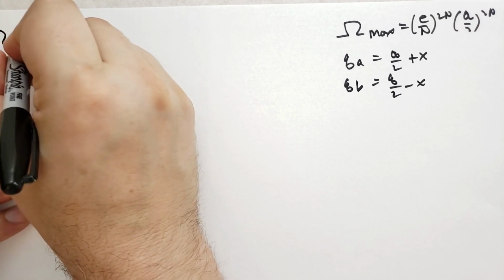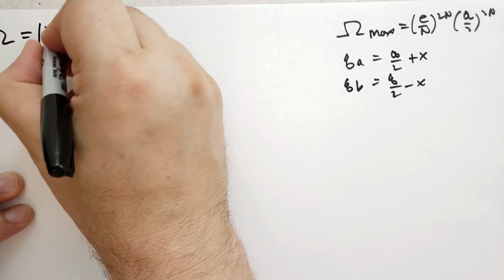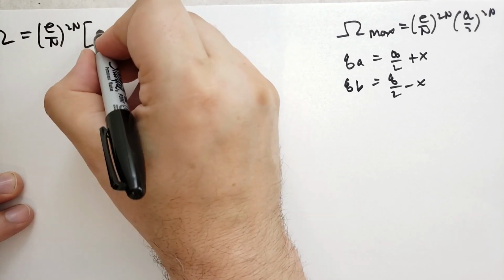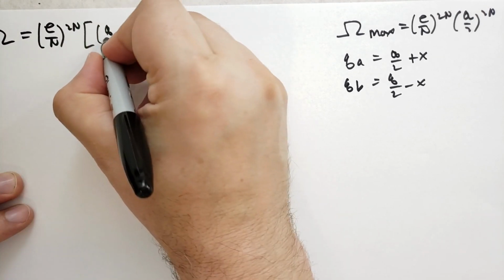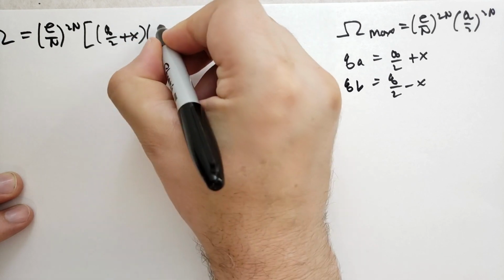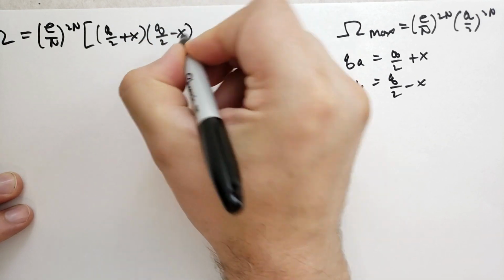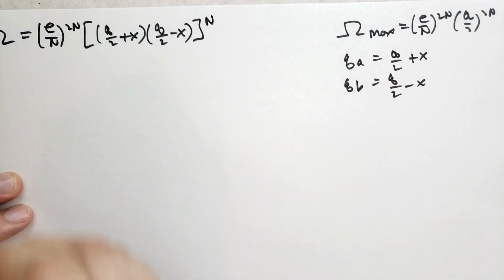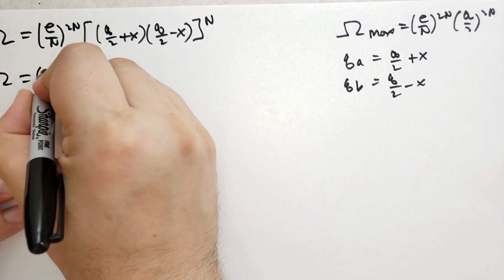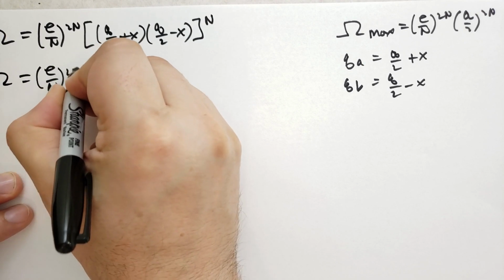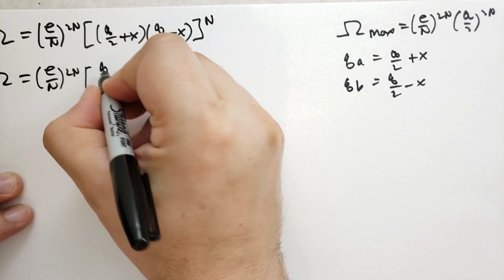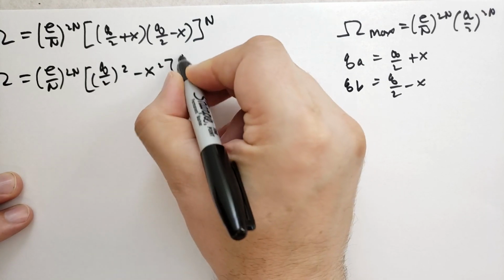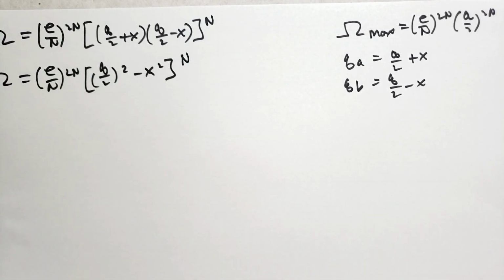So we get omega total is going to be (E/N)^(2N) times QA, which is Q over 2 plus X, times QB, which is Q over 2 minus X, and all of that is raised to the nth power. Then using simple algebra, this becomes ((Q/2)^2 minus X^2) to the nth power.